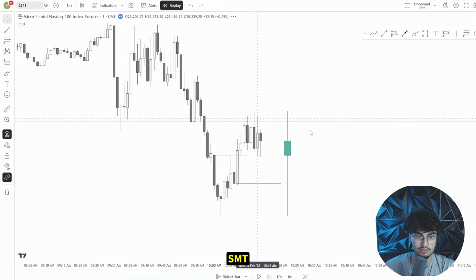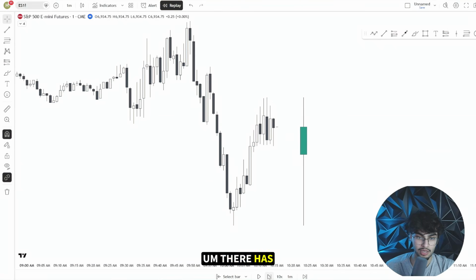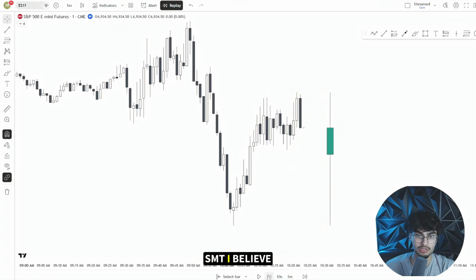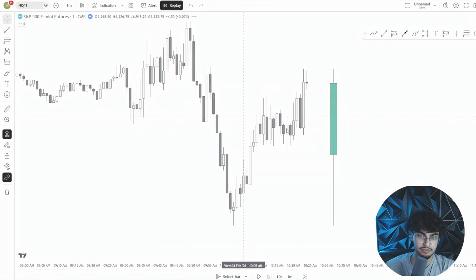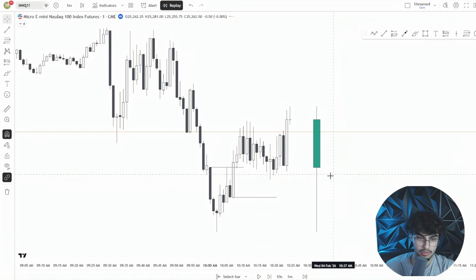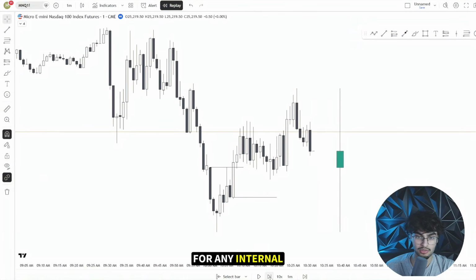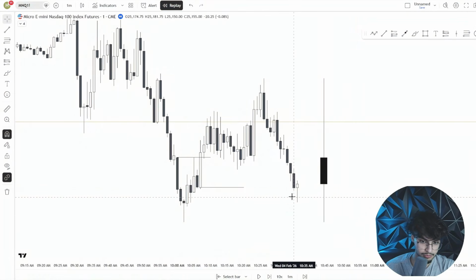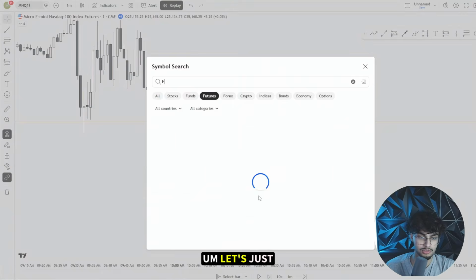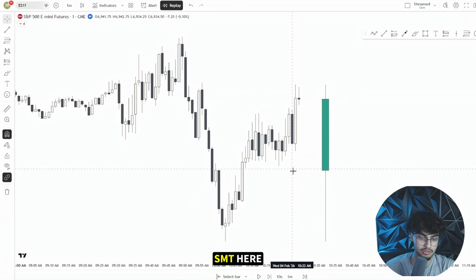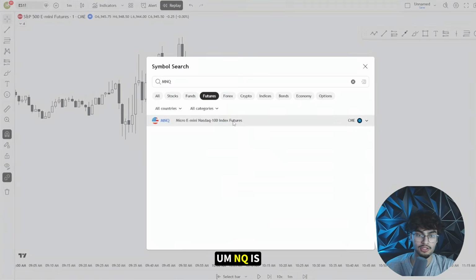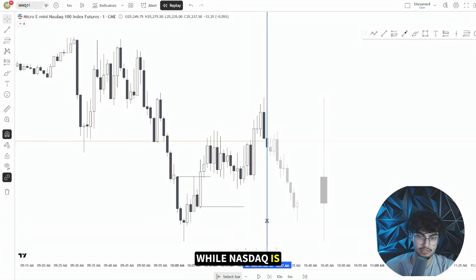Let's see if we have any SMT. There has to be some sort of internal SMT, I believe. Let's see. We'd be waiting for any internal SMT. Let's just see if there's SMT here. Yeah, so there's SMT here. NQ is continuing higher while NASDAQ is continuing lower.